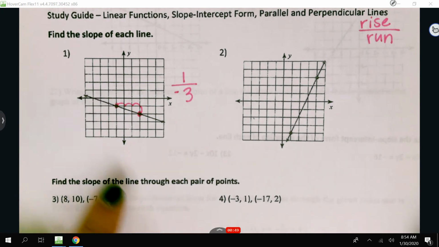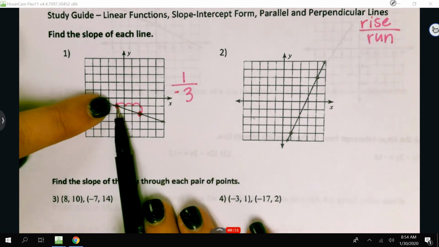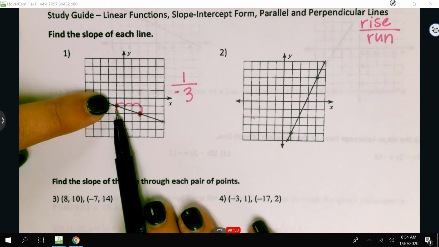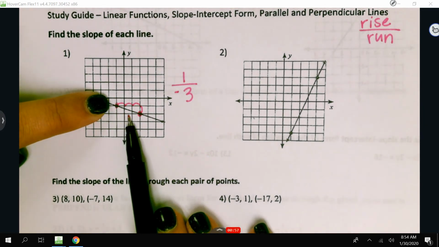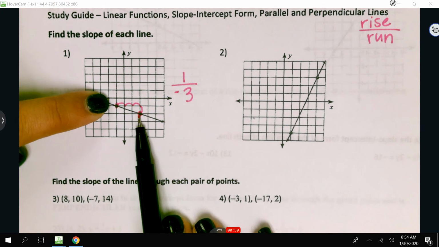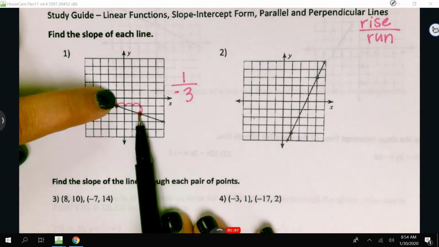Okay. Even if I started right here, you still either have to go up or down. In this case, I have to go down 1 and then to the right 3. And you still get the same answer as negative 1/3. Okay, so it doesn't matter which point you start at. You just have to go up or down first, not left or right.